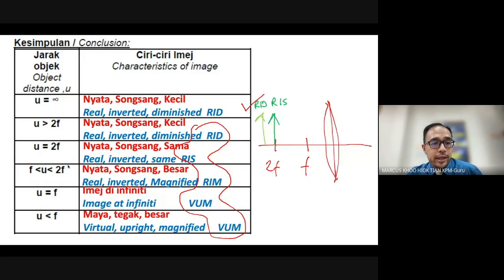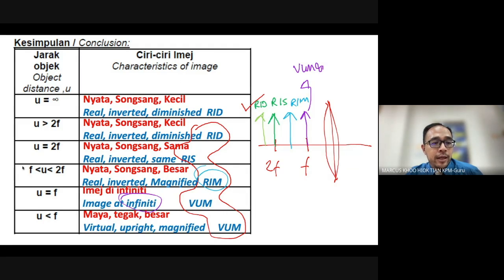Okay, thirdly, at this position, after RIS is what? After RIS is RIM. Yeah, RIM. Okay, at the fourth position is the purple one. The fourth position over here, actually the image is at infinity, but we can also safely say that it is a Voom image. I like to call it Voom infinity.